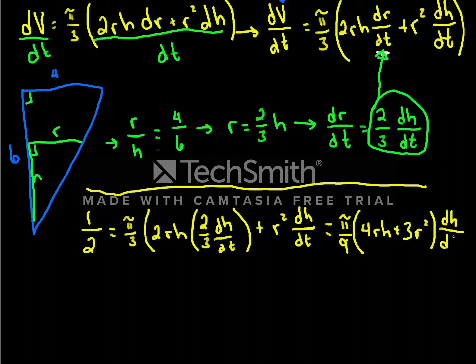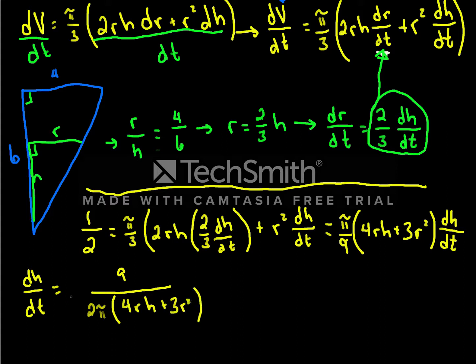So even I make mistakes in my algebra, but I do try to go back and make sure everything made sense here. So dh dt, if I want to solve for it, right, I've got that 1/2 is equal to pi over 9 times quantity 4rh plus 3r squared. And so this tells me that dh dt, right, that's what I want to solve for. And so I'm going to multiply both sides by this, is going to be 9 over the quantity 2 pi times 4rh plus 3r squared. And there's my equation for dh dt. Great, I finally arrived at an equation.